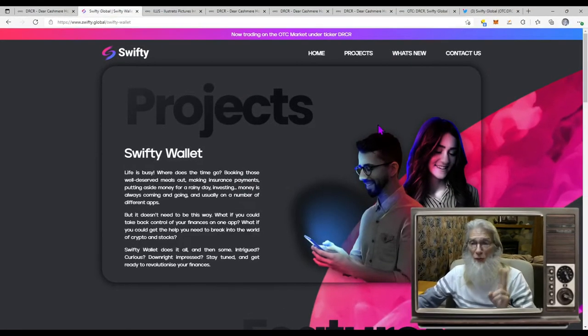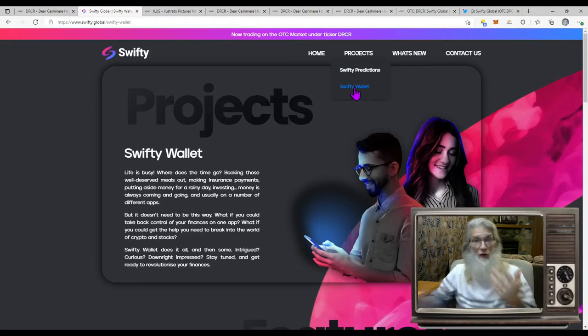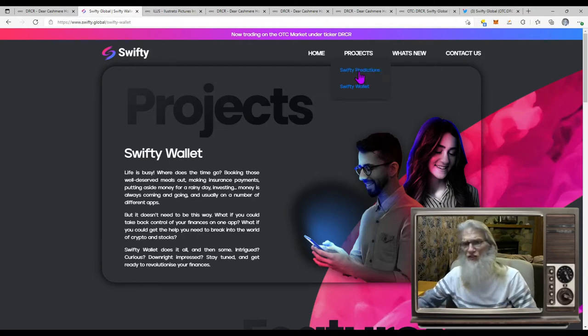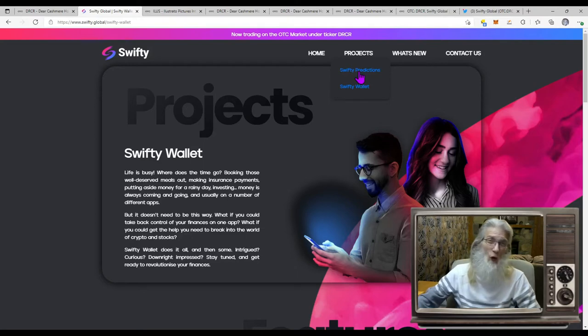Now, the best way to describe what they do is just to take you to their site. They've got two products. They call them projects. Swifty Wallet, which is coming out this month, at the end of this month, which is right now. They've been working on this for a long time. A lot of pieces are in play, and it's ready to launch. Their second project is Swifty Predictions. This is due out before the end of this quarter. So you're looking at about 4 to 6 weeks, 30 to 45 days at the most.